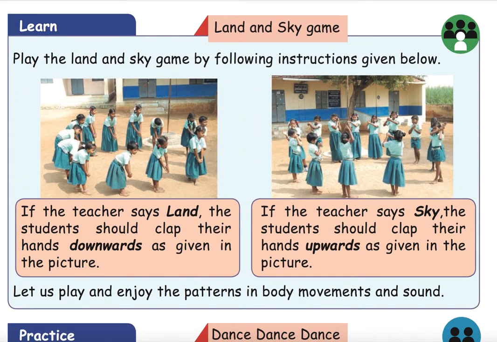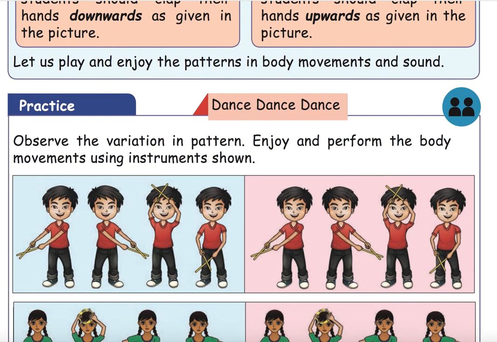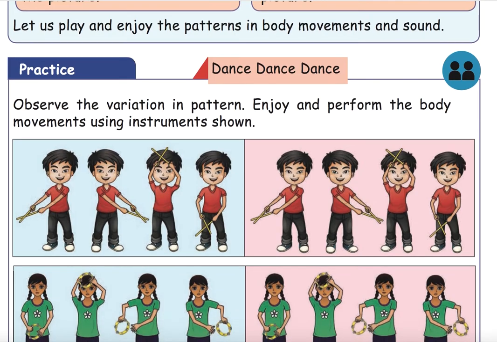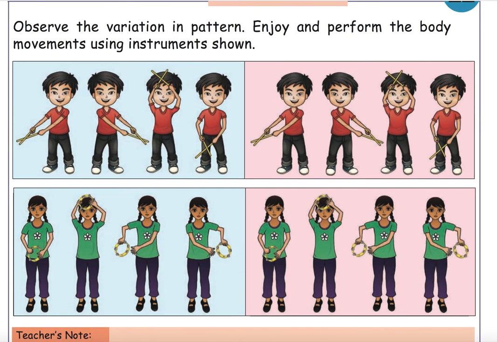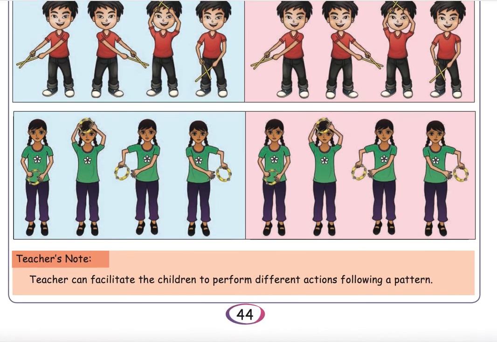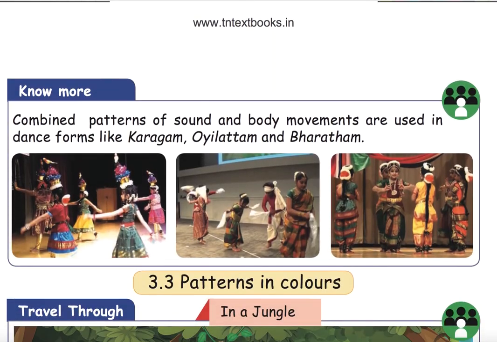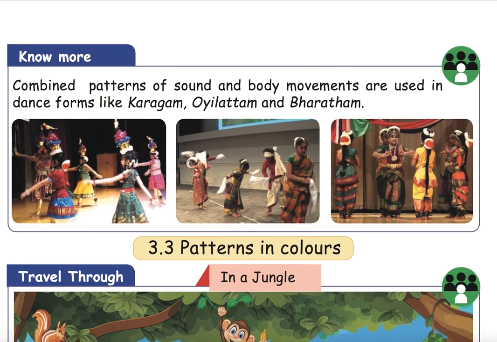Land and sky game. Play the land sky game by following the instructions given below. If the teacher says land, the students should clap their hands downwards as given in the picture. If the teacher says sky, the students should clap their hands upwards. Practice and observe the variation in pattern. Enjoy and perform the body movements using instruments as shown. That you can do anyway.